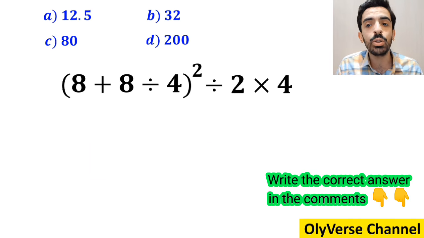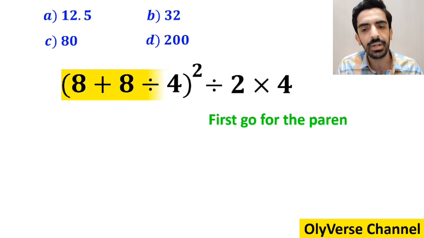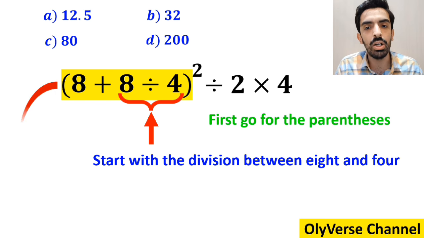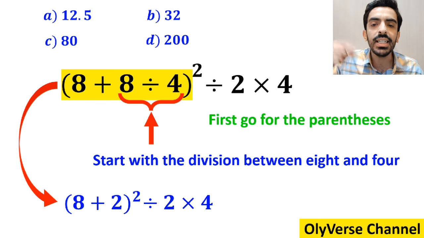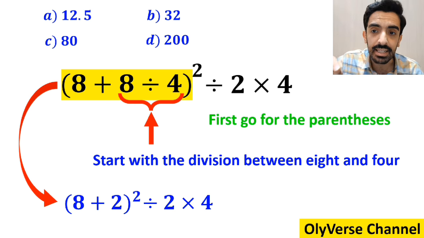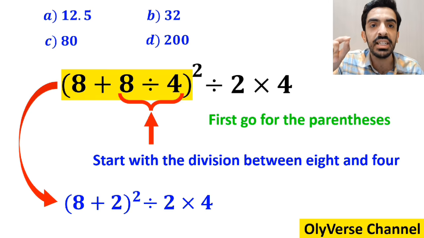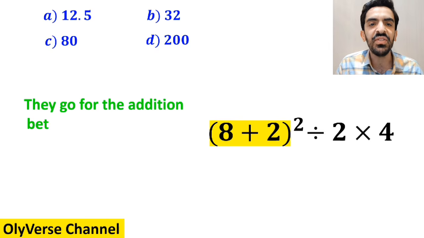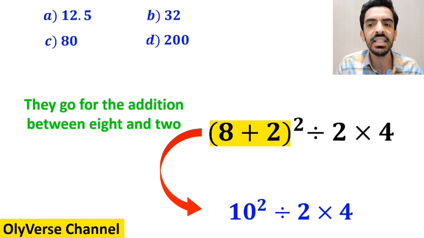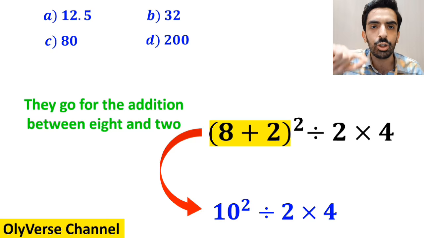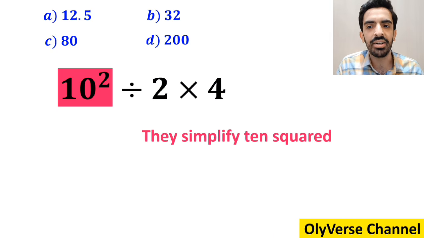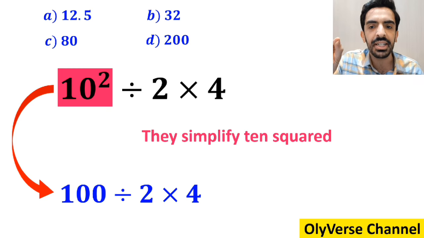Also, some other people to solve this question first go for the parentheses and start with the division between 8 and 4. So, instead of this expression, they write 8 plus 2 inside the parentheses, all squared, divided by 2, then times 4. In the next step, they go for the addition between 8 and 2 and simplify this expression to 10 squared divided by 2, then times 4. Then, they simplify 10 squared and write this expression as 100 divided by 2, then multiplied by 4.